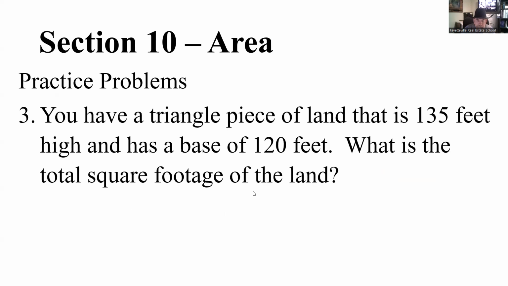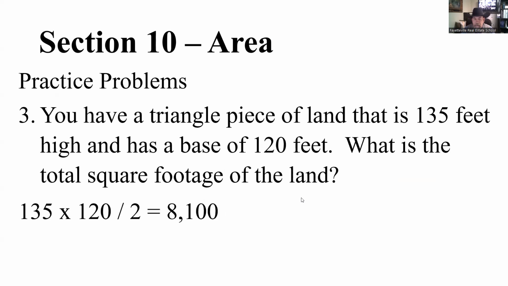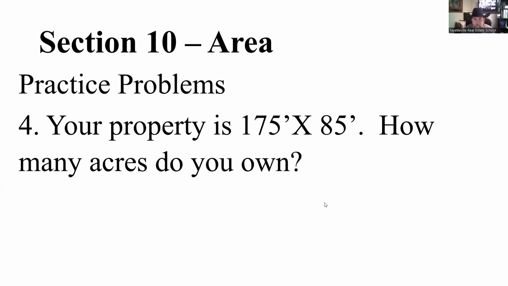You have a triangle piece of land that is 135 feet high and has a base of 120 feet. We know that our triangle is base times height divided by 2. So what is the square footage of this land? 135 times 120 divided by 2 equals 8,100.